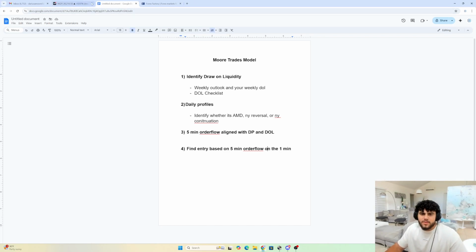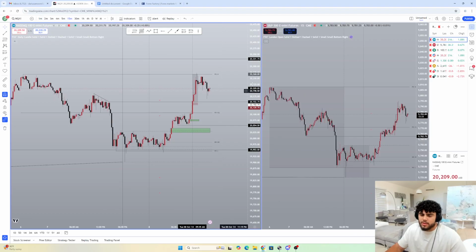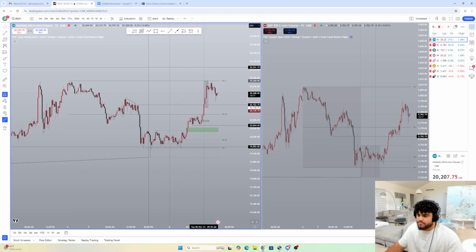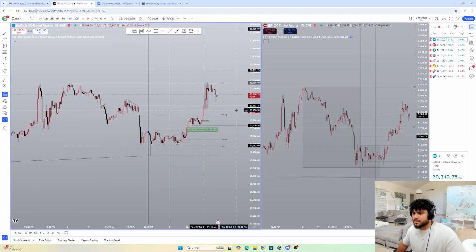All right. So now let's just go through a couple examples. Let's go through today real quick. So midnight opens here. So first thing I identify, drawn liquidity. I see previous day's low is swept. That alone already makes me want longs. I like that alone, but obviously it doesn't confirm it.